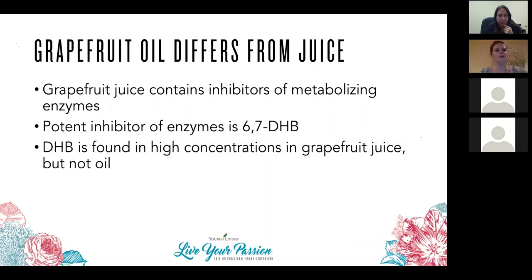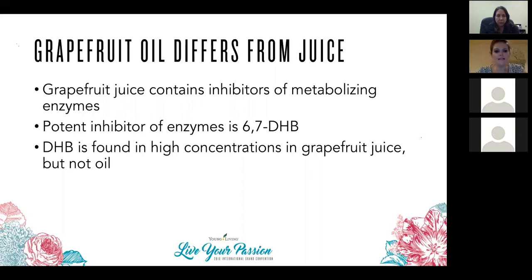So bergaptins, bergamottins, and similar compounds are a lot of what give the citrus oils their aromas. It's important to differentiate between which ones are distilled out into the oils and which ones are not. So 6,7-DHB is not found in high concentration in the oil. However, there are other bergaptins and bergamottins, etc., that can mildly inhibit enzymes.